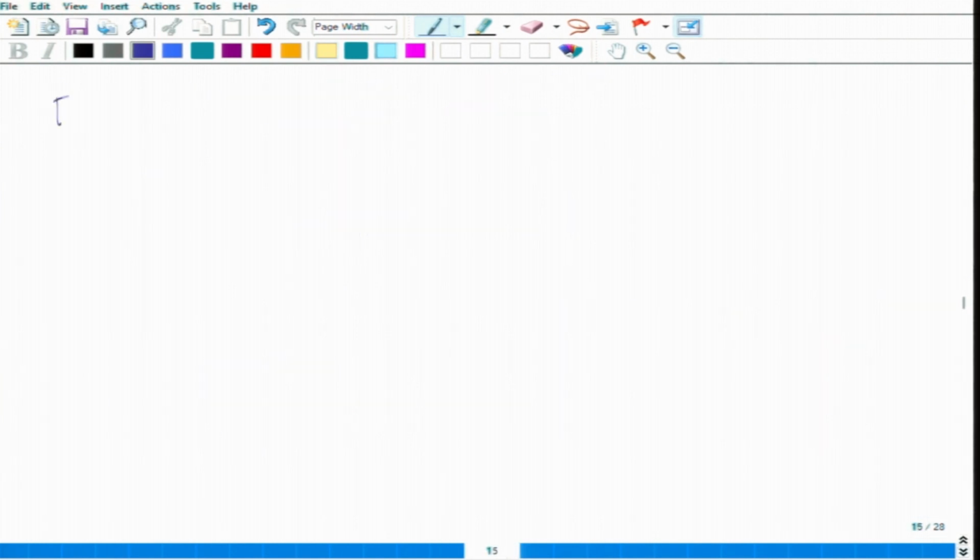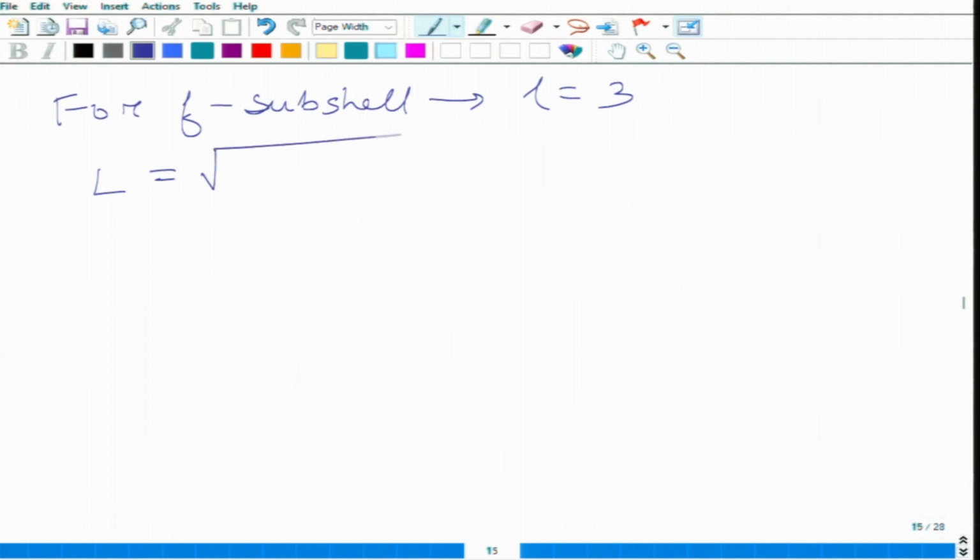Similarly, for f subshell, L is equal to 3. So we get angular momentum as 3 into 3 plus 1 into h by 2 pi. So this is root 12 into h by 2 pi.